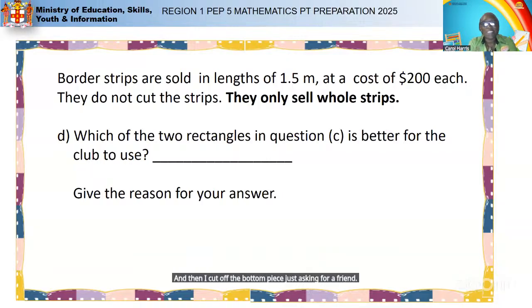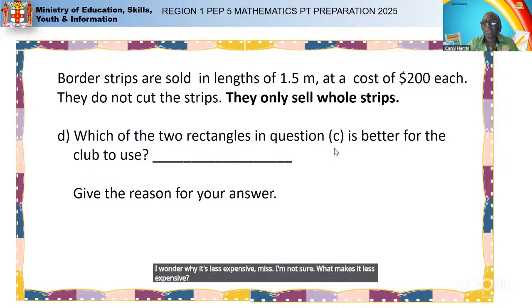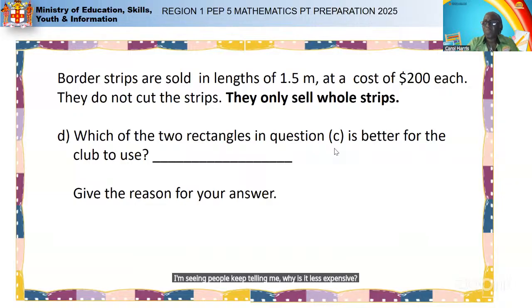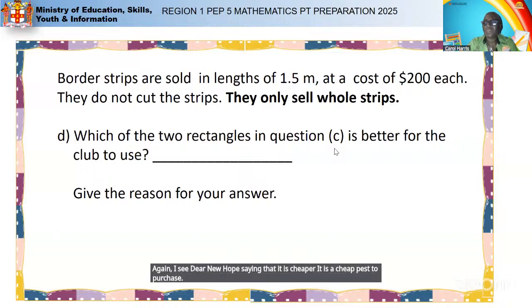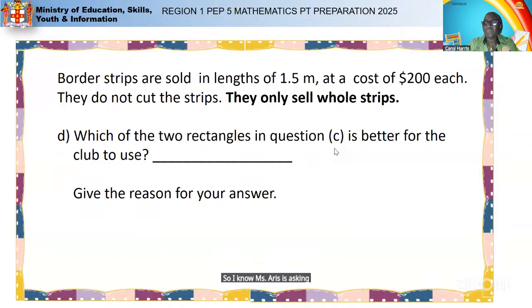While you ask and wait for the answer, Miss Harris, Victoria Campbell said the 3 by 3 because it is easier to be divided by 1.5 as well as it is less expensive. So I wonder why it's less expensive, miss. What makes it less expensive? I'm seeing people keep telling me it is cheaper. New Hope says it is the cheapest to purchase. Miss Harris is asking why is it less expensive?